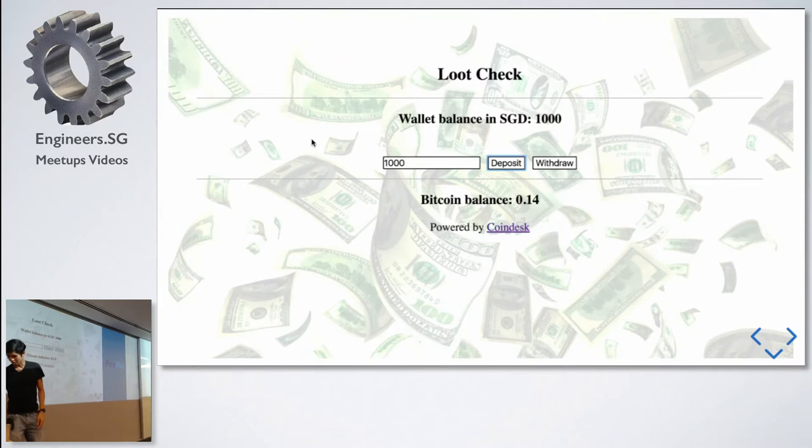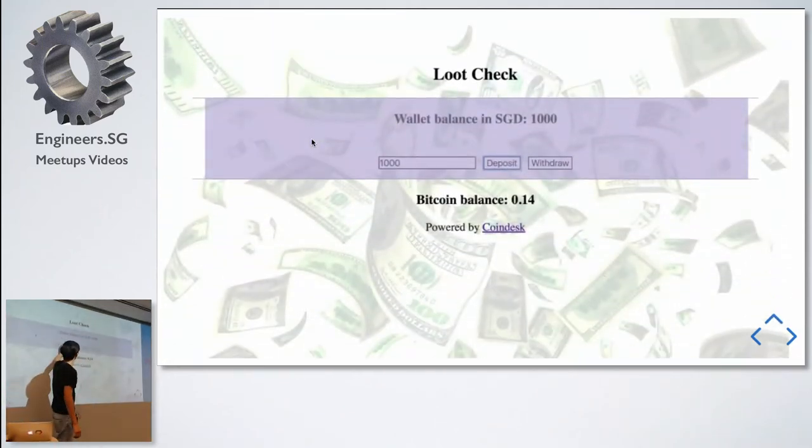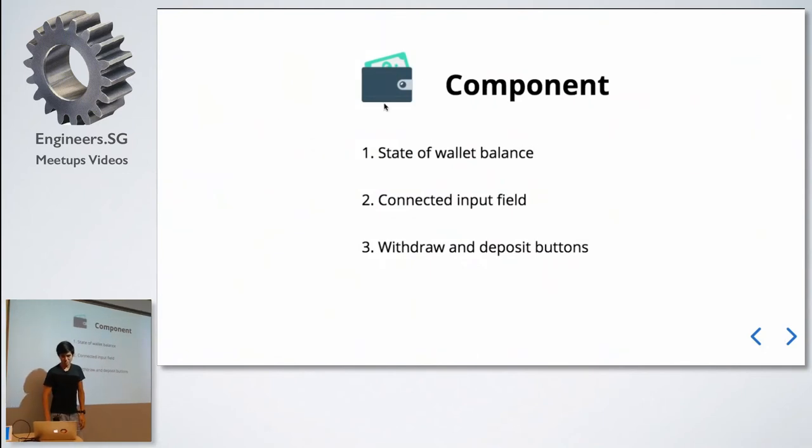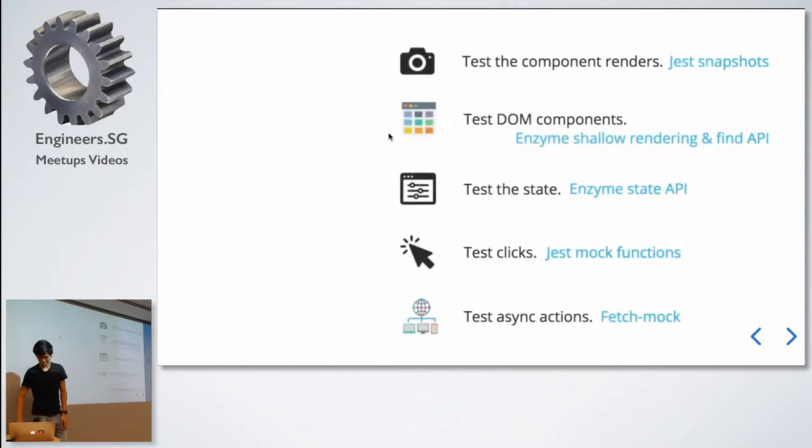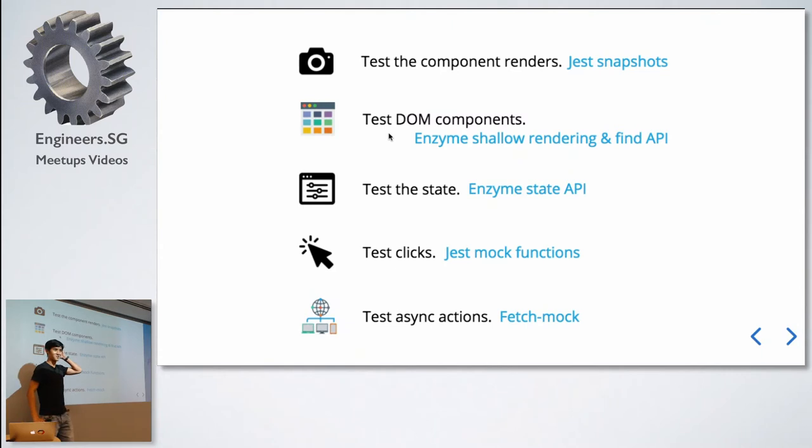So what I'll do today is demonstrate how to write this wallet component in a TDD manner. Some of the requirements are to have a state for the wallet balance. Because I'm using Redux to dispatch the action to make the API call, it needs to be connected. And the withdraw and deposit buttons are also connected to Redux. Am I losing anyone? Any questions here? Okay, cool.